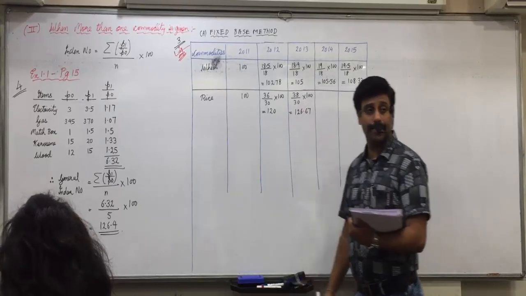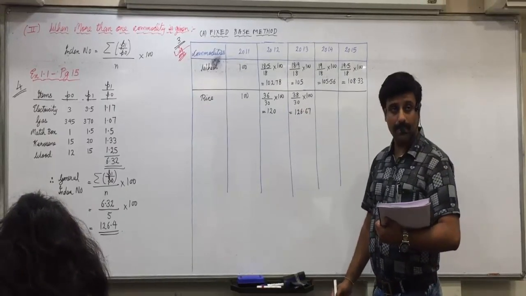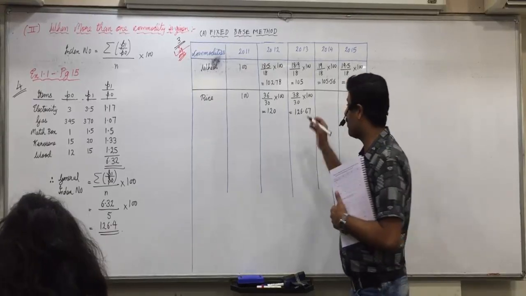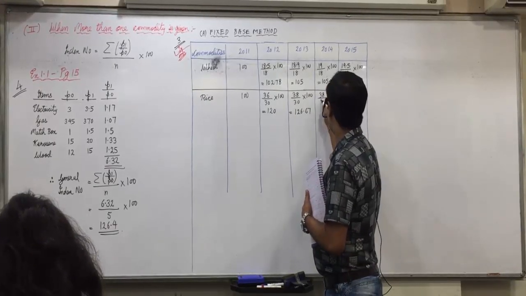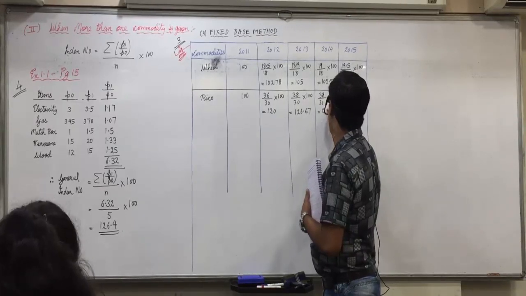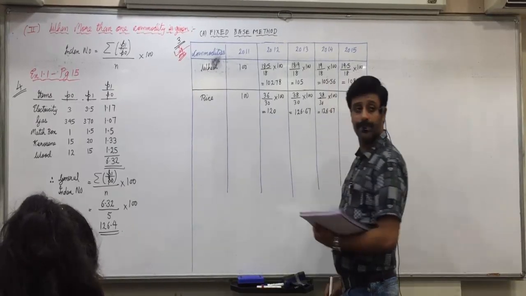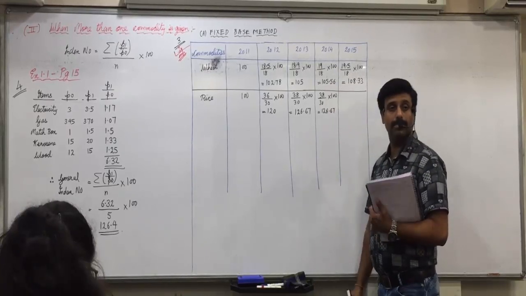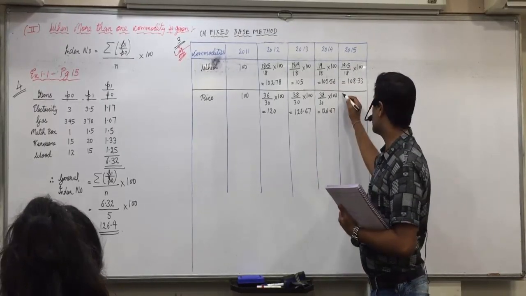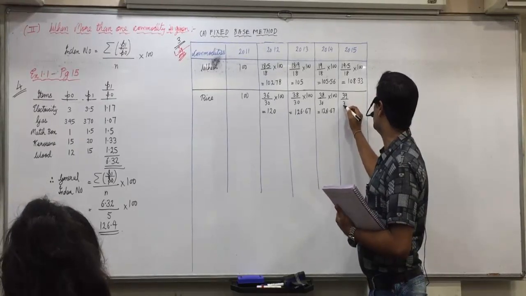126.67. Tell me the next year. Same, 38 is only the value. 38 upon 30 into 100. So again 126.67. And last, 39 upon 30 into 100, 130.